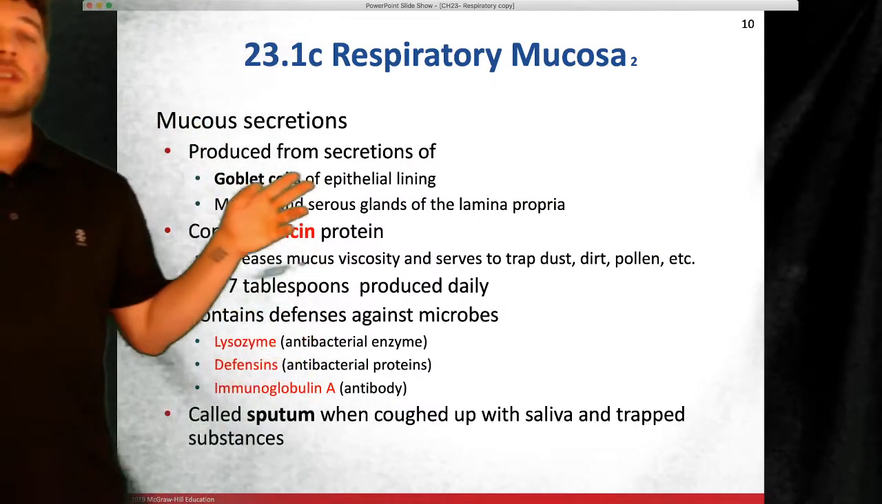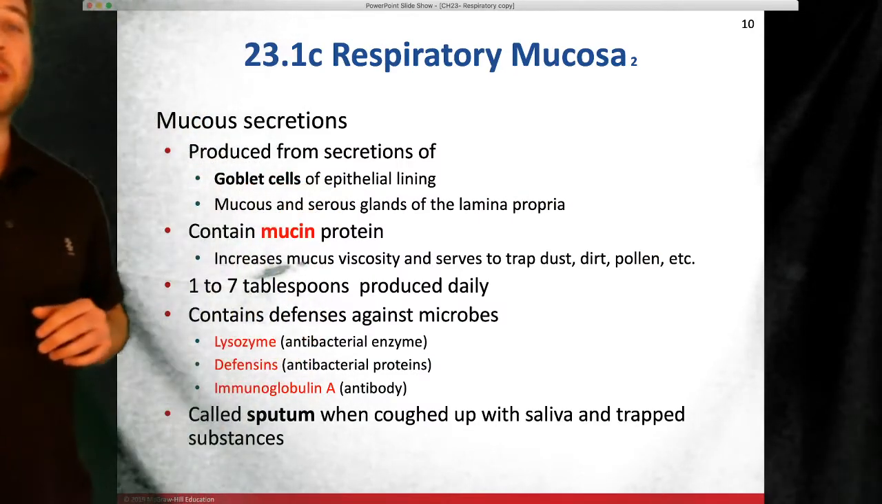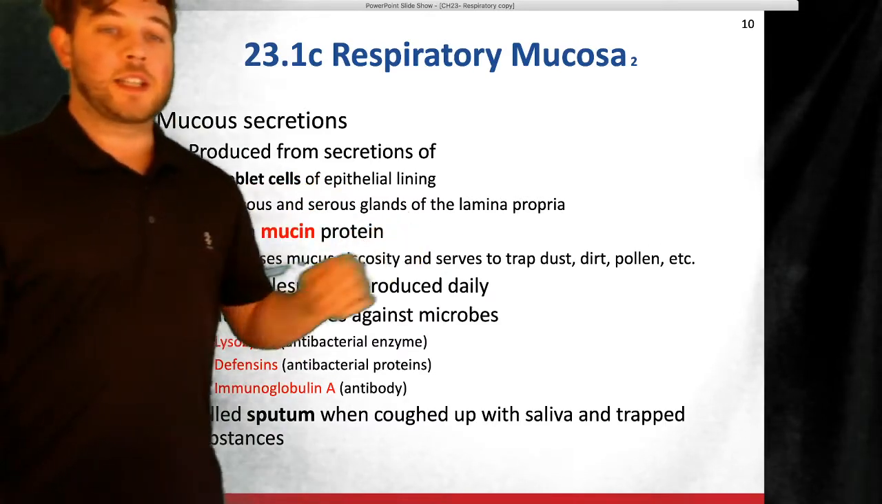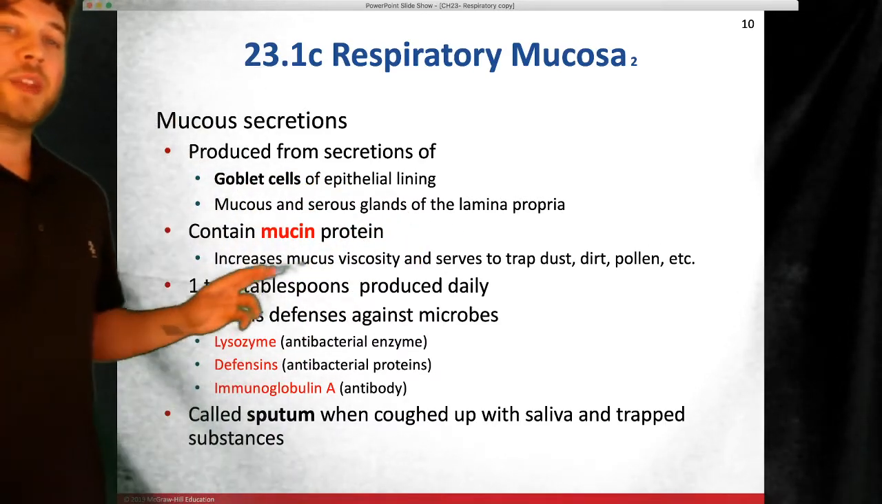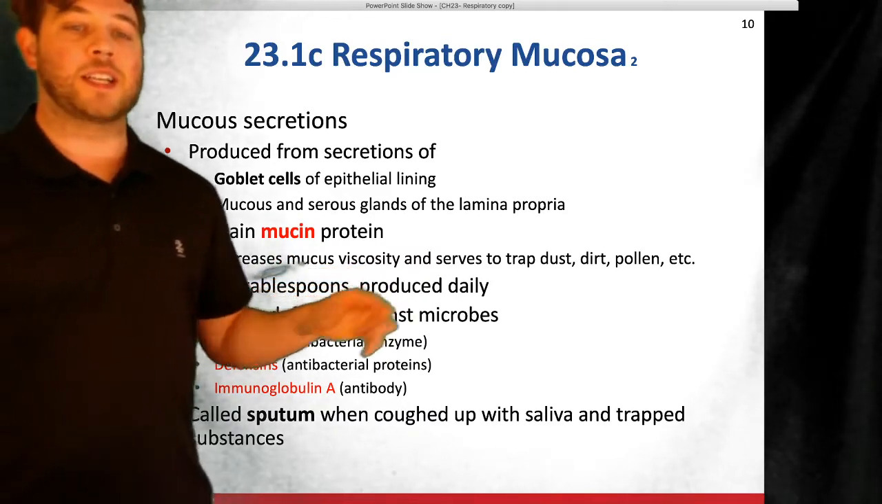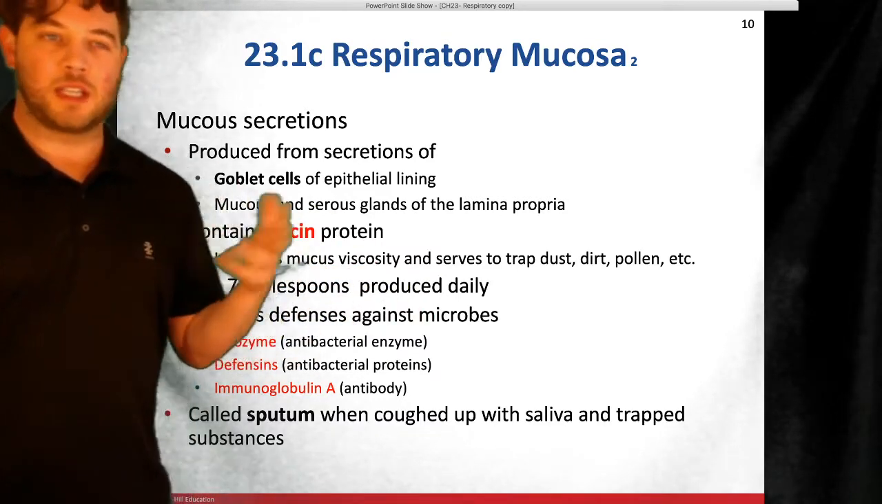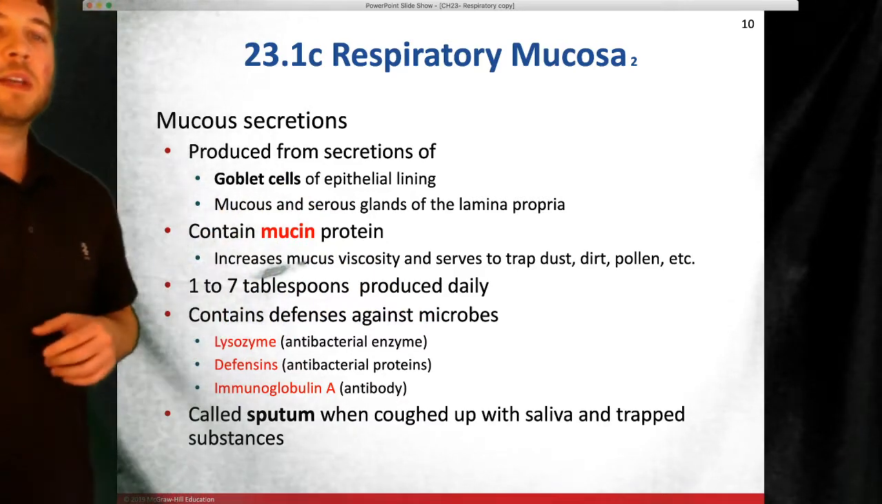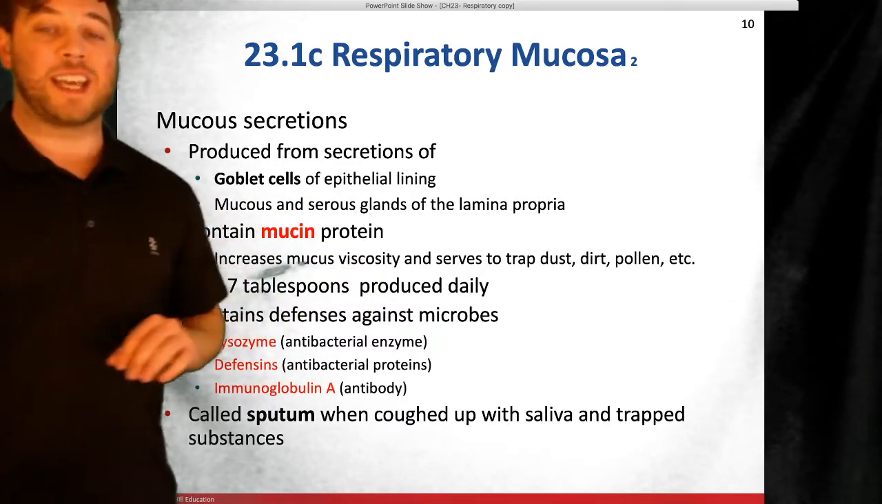So the mucus secretions are produced from goblet cells of the epithelium. Mucus and serous glands of the lamina propria as well produce some. They contain mucin protein, which increases mucus viscosity and serves to trap dust, dirt, any matter floating in the air. We produce 1 to 2 tablespoons daily.